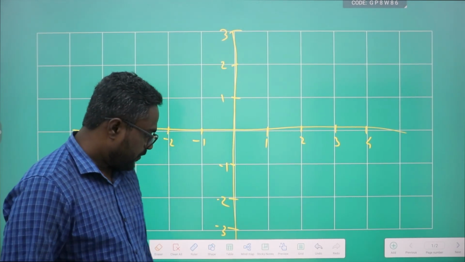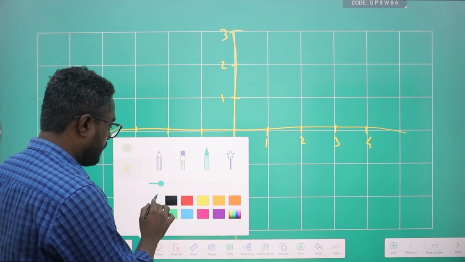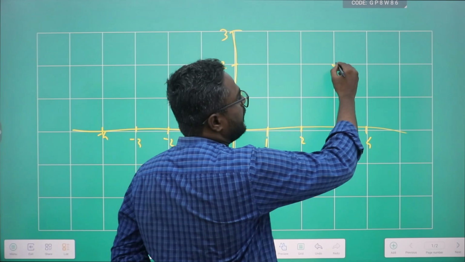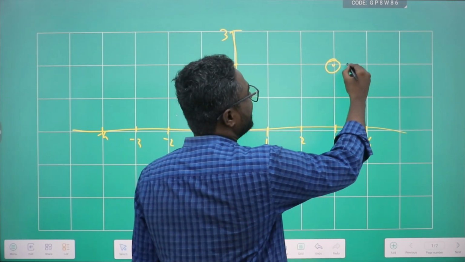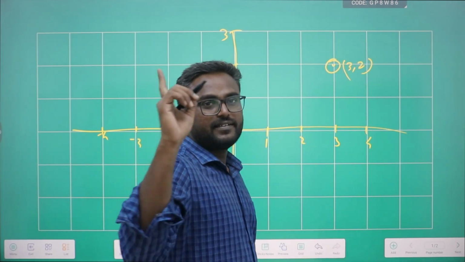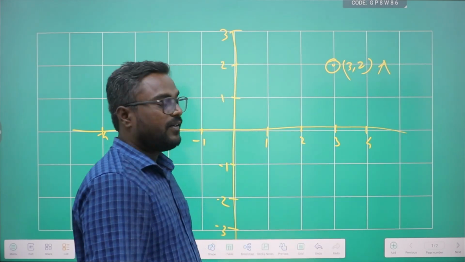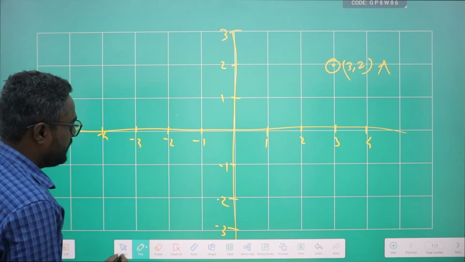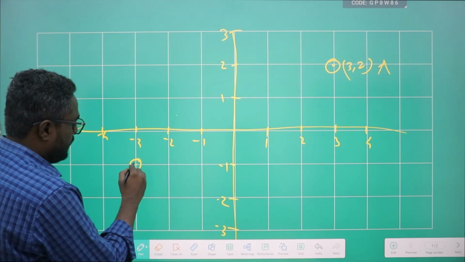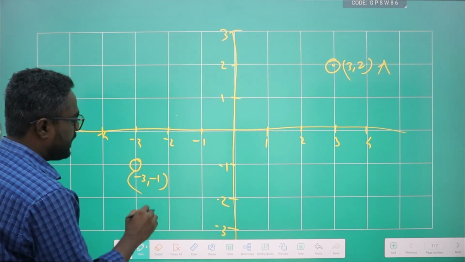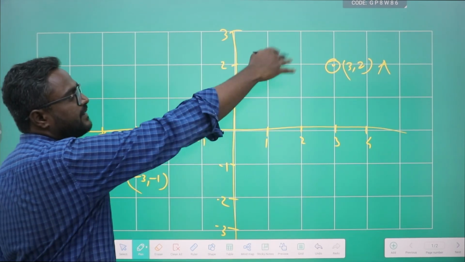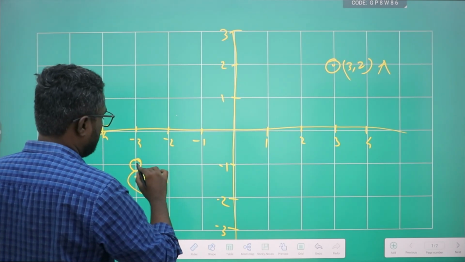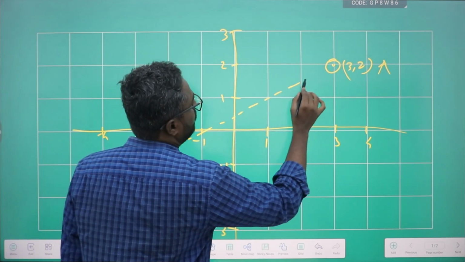Now, I am going to take two different points for this. Let me take (3, 2). I'll name this as A. Now, let me take another point in the third quadrant. So I'll be taking (negative 3, negative 1), and if I have to connect this line, I have to be very careful because they are so much apart. So let me just keep it in a dotted form for now.